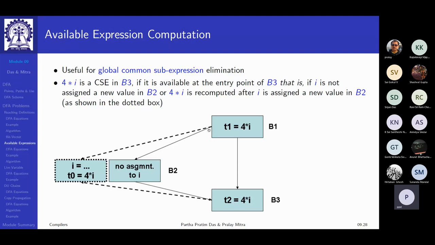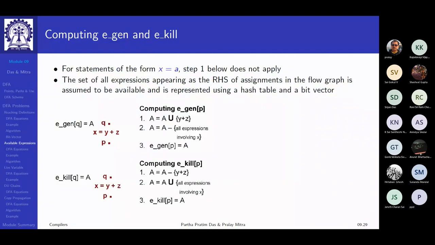Or it goes through a path where I is assigned, but 4 star I is again computed. Then also 4 star I is available. But mind you, in terms of the actual elimination problem, we will have to be careful because here 4 star I is available in T1, whereas in this path, 4 star I is available in T0. But in any case, 4 star I would be available in B3. But if it goes to some path where I is assigned and 4 star I is not recomputed, then it will not be available in B3, even though there is a direct path from B1 to B3 which makes 4 star I available. Right? It has to be available on all paths.